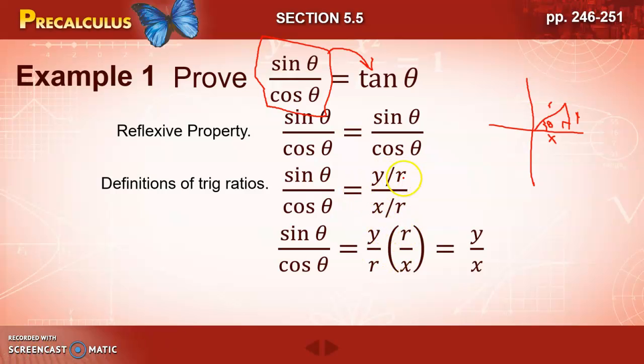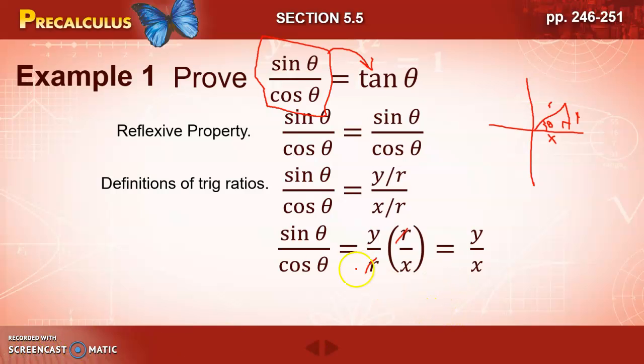So y over r divided by x over r is the same thing as y over r times r over x. And when we multiply that, our r's cancel and we get y over x. So sine theta over cosine theta is the same thing as y over x.